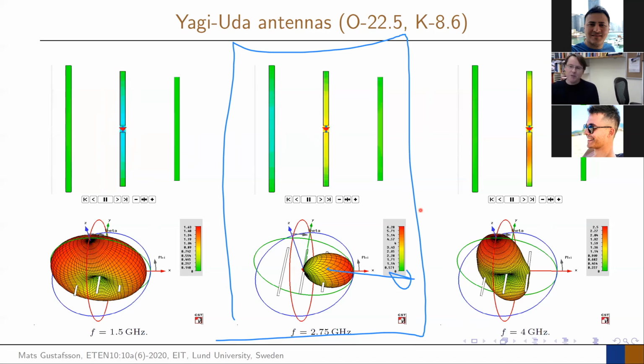And there are rules of thumb. So you can just go to the internet or a book which says, this is the length of the director, this is the length of the reflector, this is the distance, and so on. So we can just look them up. So I'm not teaching them here. If you need them, you can find them. You can go to Feco.